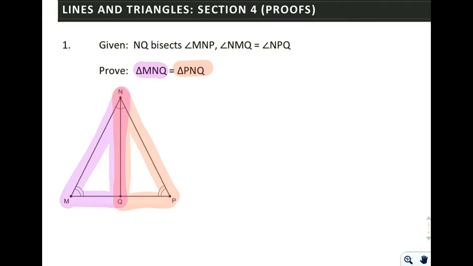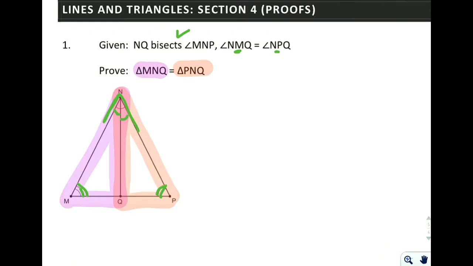So MNP up here, we're told that this line here bisects it, and when things bisect it, we know we're going to get equal pieces, so we'll want to take note of that later. And we're also given that angle NMQ, also angle M, is equal to angle NPQ, which would be angle P. So angle M here and angle P are equal. And sometimes these things are already marked for us on the picture, sometimes they are not. So we're going to go through and make sure they're all there.